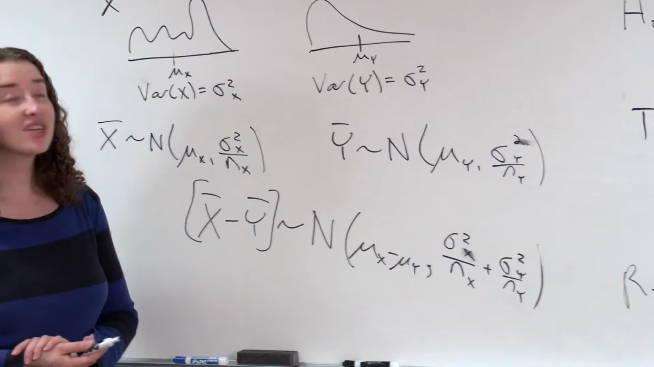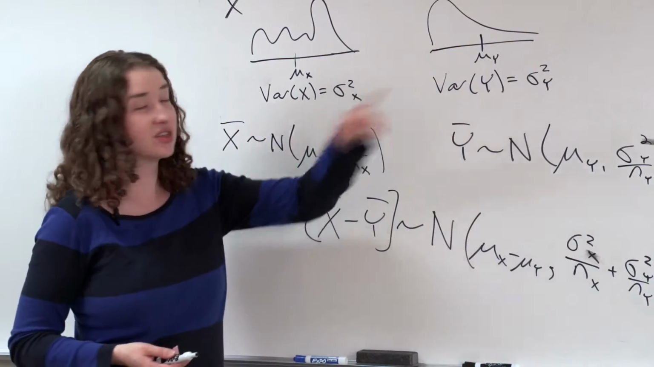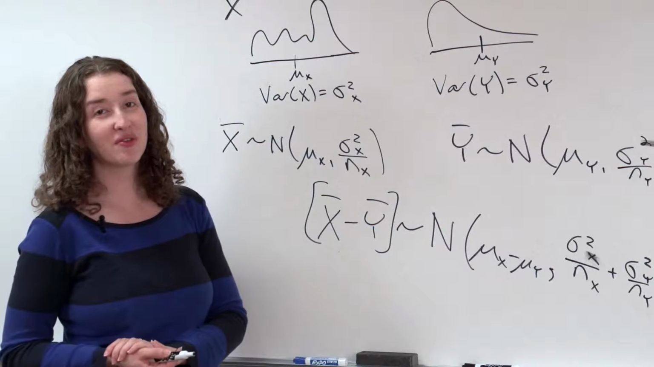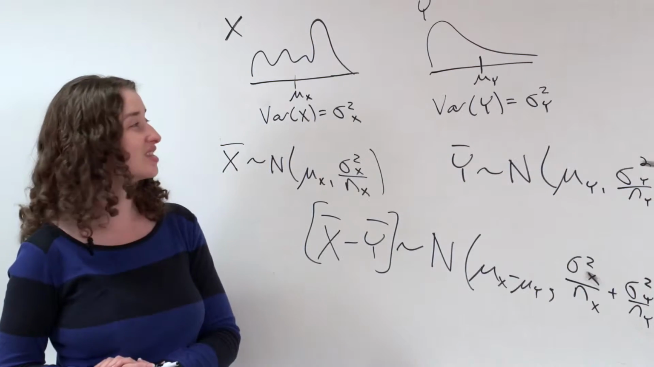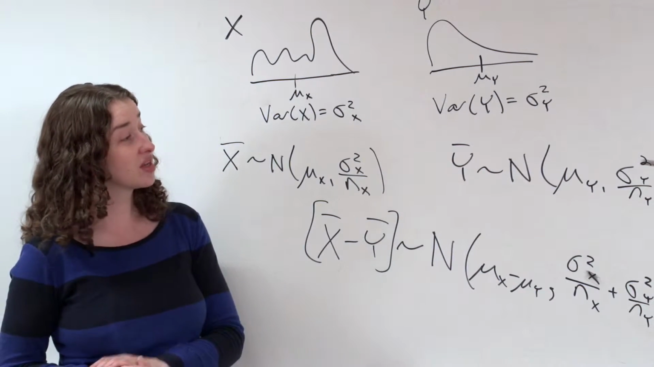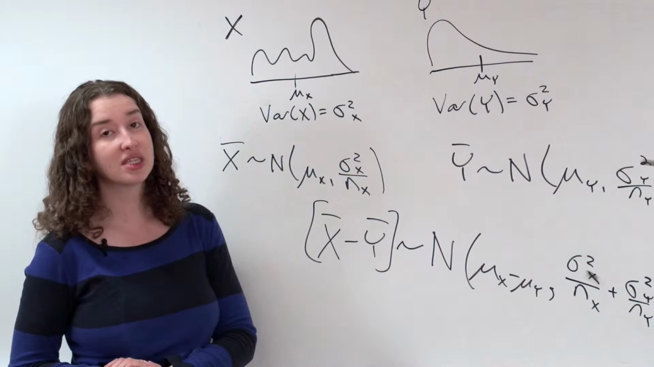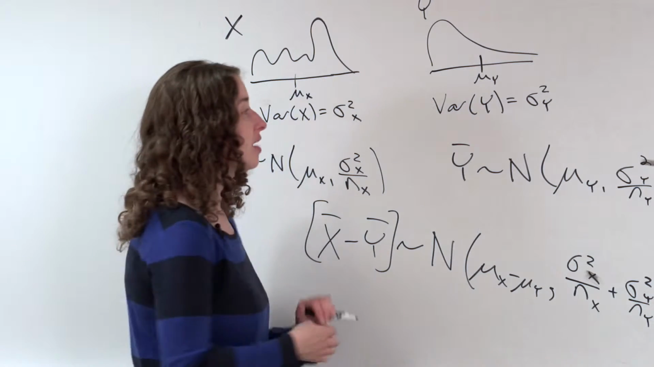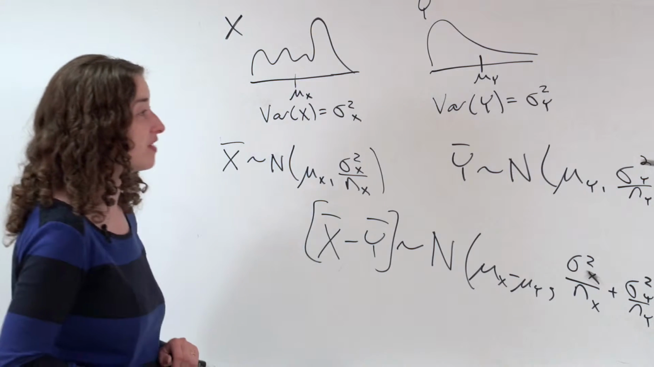Of course, we don't actually know the variances in two populations typically. Just like we don't know the variance in one population, we don't know the variance in two populations. So really what we want to do is turn this into what's called a two-sample t-test, which is much more common, which accounts for the fact that we don't actually know the variances.